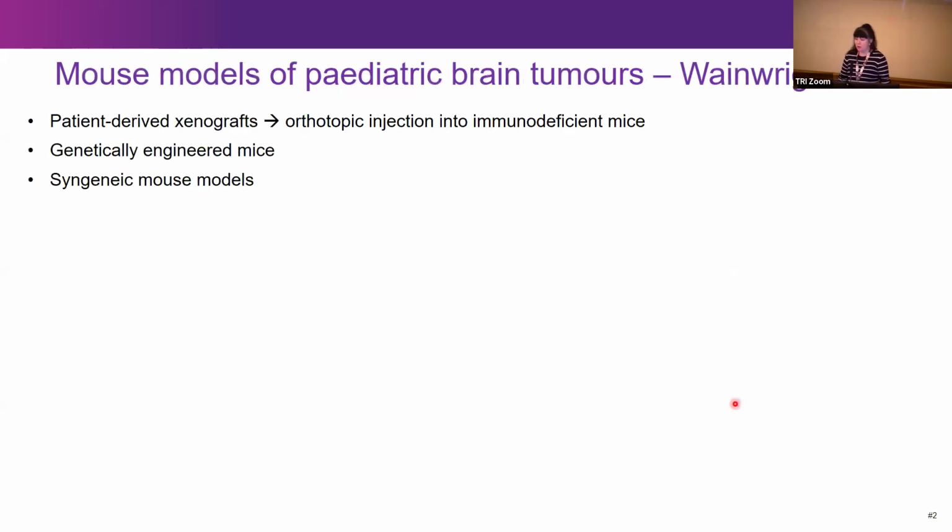So our research is heavily based on mouse models. We use so-called PDXs, or patient-derived xenografts, patient-derived tumors that we orthotopically inject in the brain of our mice that are immunodeficient mice. But we also use genetically engineered mice to model certain mutations, and syngeneic mouse models, as our lab has recently started using immunotherapies for these mouse models. So obviously we can't work with immunodeficient mice.